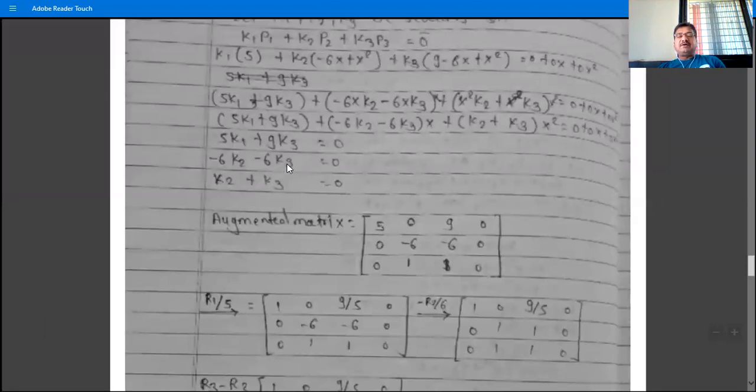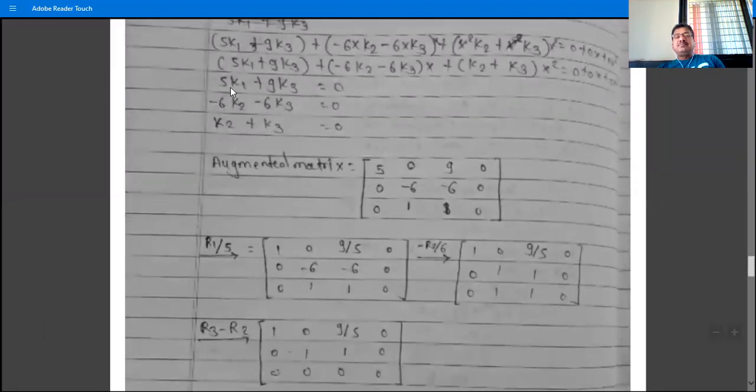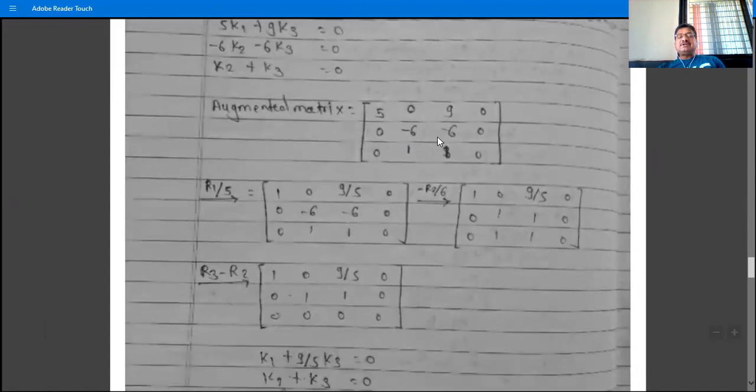So form the augmented matrix. The coefficient of k1 is 5, k2 is 0, k3 is 9, equal to 0. Then the coefficient of k1 is 0, k2 is minus 6, k3 is minus 6, equal to 0. Then the coefficient of k1 is 0, k2 is 1, k3 is 1, equal to 0. And then we have to reduce this augmented matrix to echelon form. So we have to reduce this 5 to 1.